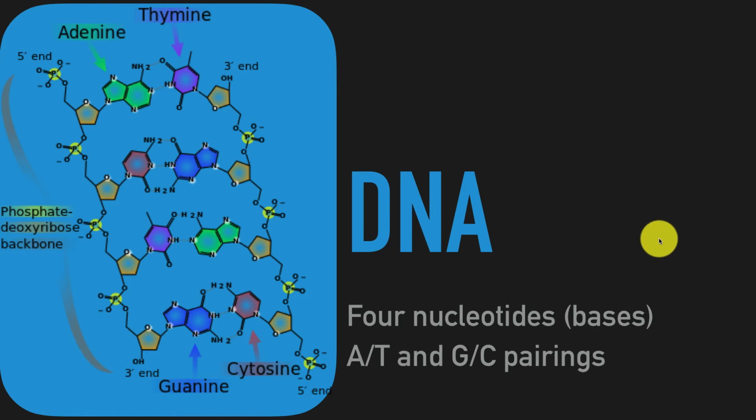Okay, so let's walk through a couple of these things. DNA, good old review here. 4 nucleotides: A's, T's, G's, and C's. That's how they pair.